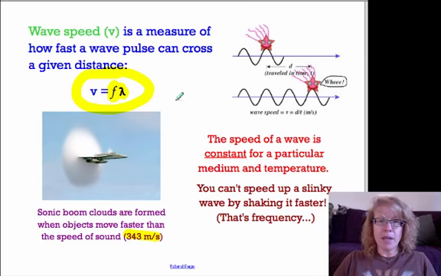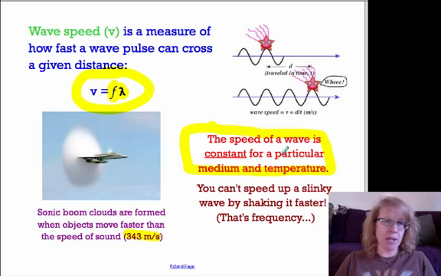In any case, one of the things to keep in mind, wave speed is actually a constant. For a particular kind of wave in a particular medium, at a particular temperature, it's not affected by the wavelength, it's not affected by the frequency, because they're inversely proportional. It's not affected by amplitude.